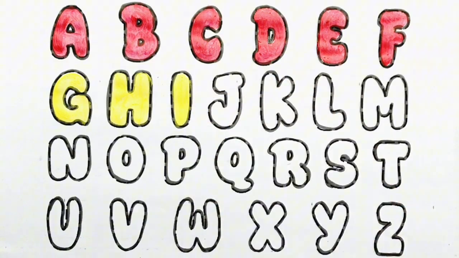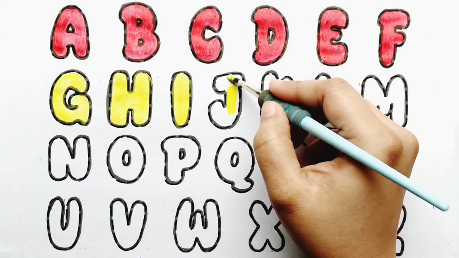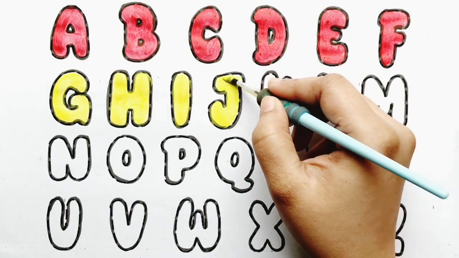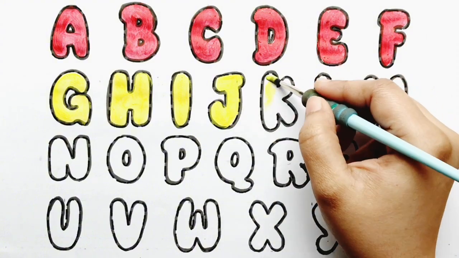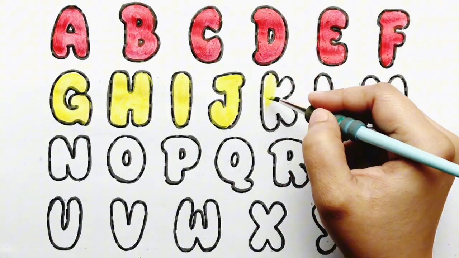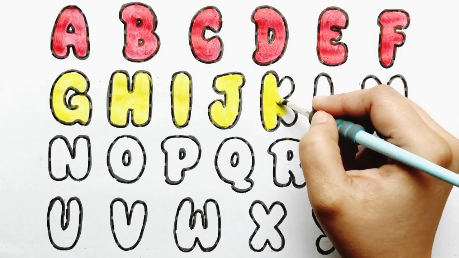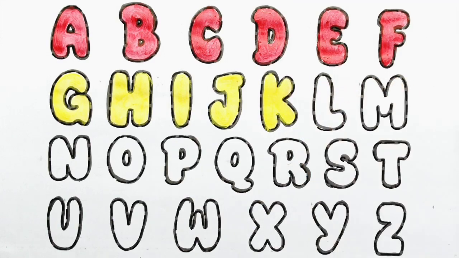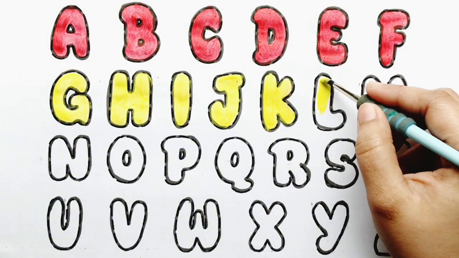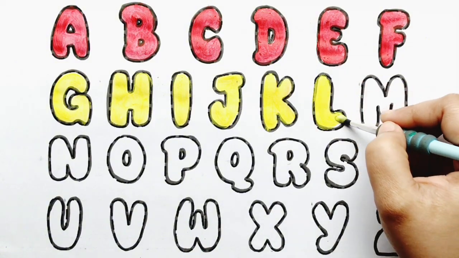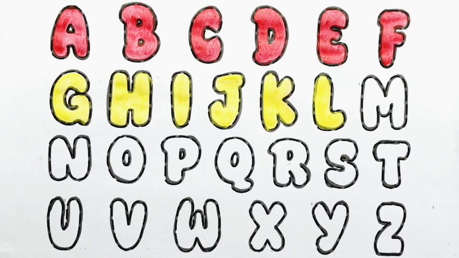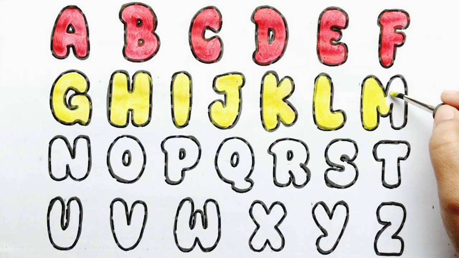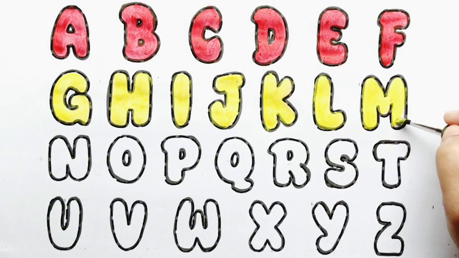Ambulance, airplane. J for Joker. K for Kite. L for Lollipop. M for Monkey.